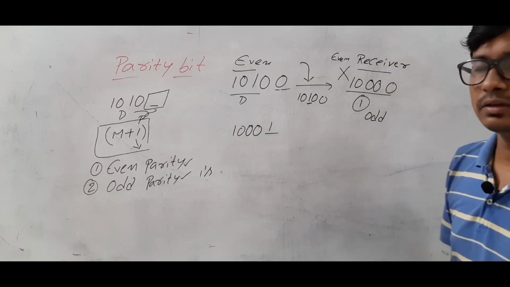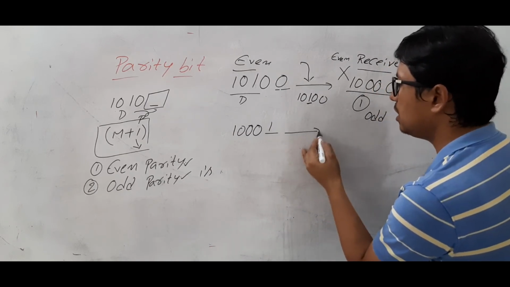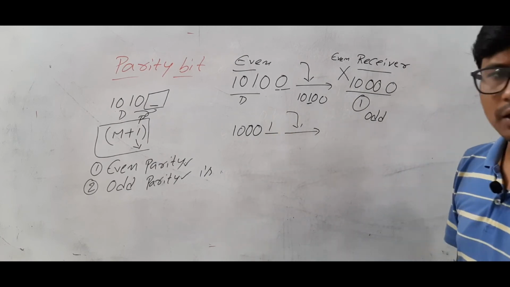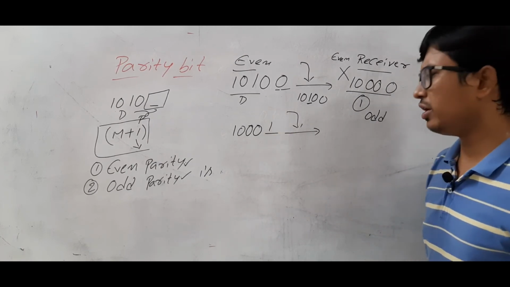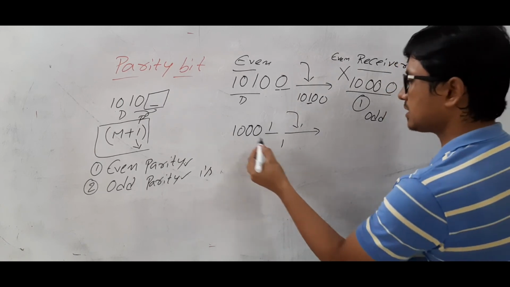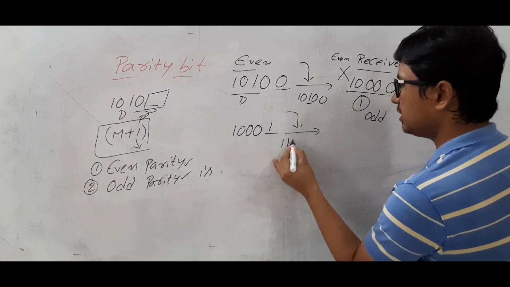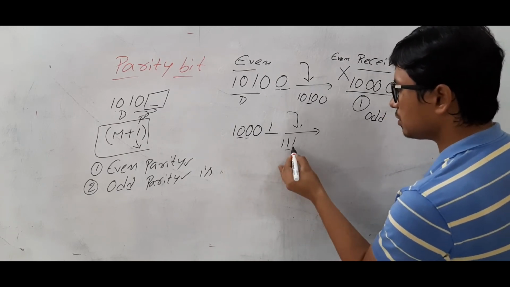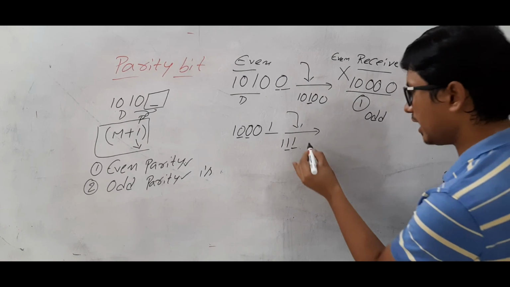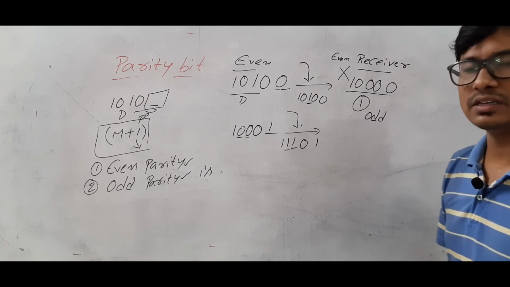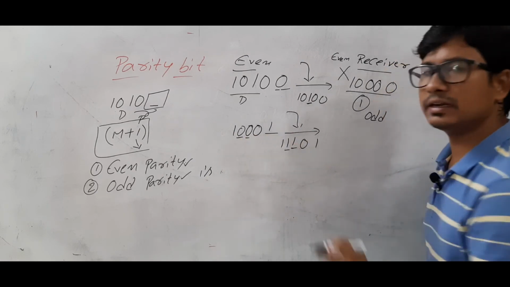So now the source is sending this data to the receiver through the transmission medium. Now the transmission medium is noisy and it has modified 2 bits. Let's take that instead of this 0, it has been modified to 1, and instead of this 0, it was modified to 1. Now how many bit errors have occurred here? 2 bit errors have occurred.